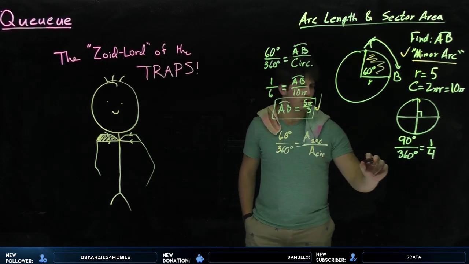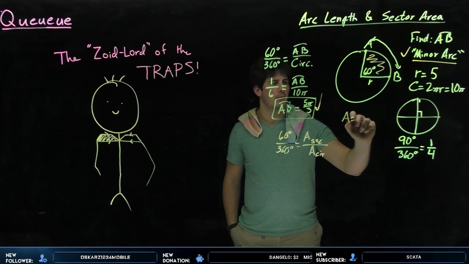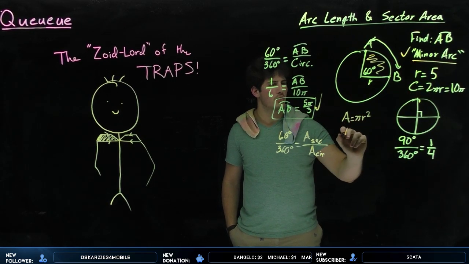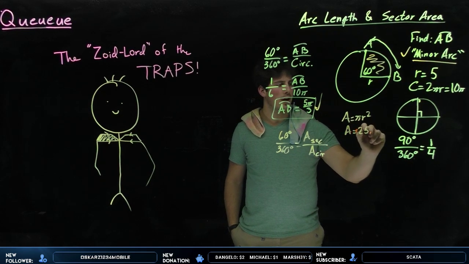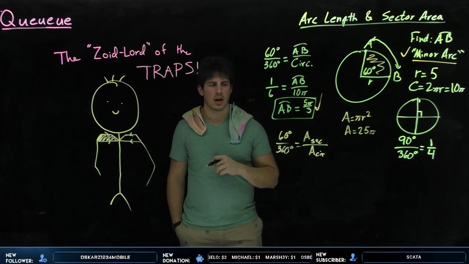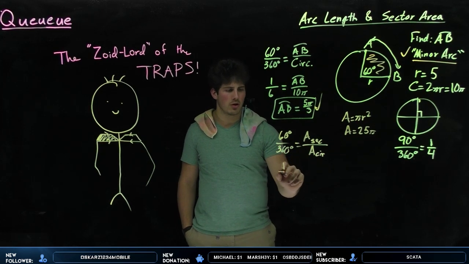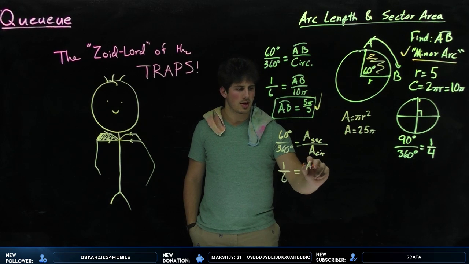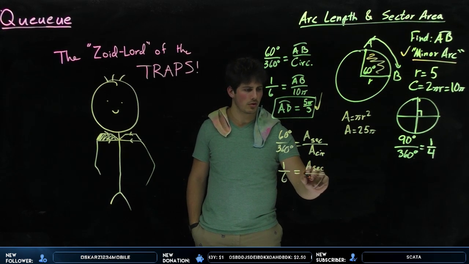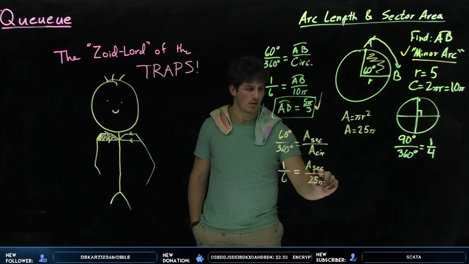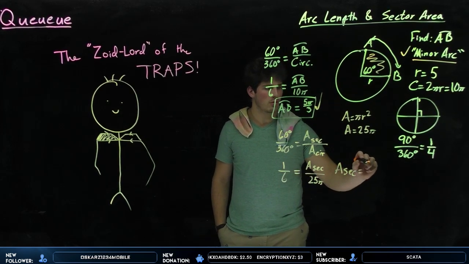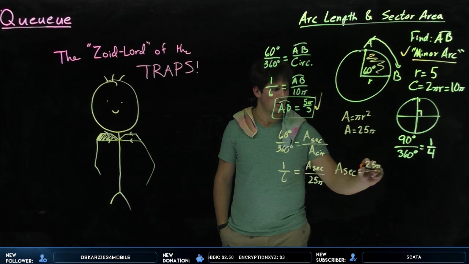The area of the circle is going to be pi r squared, or because r is 5, it's going to be 25 pi. We plug that in, we get 1 over 6, because I'm going to simplify these, equals the area of the sector over 25 pi. Or the area of the sector equals 25 pi over 6.